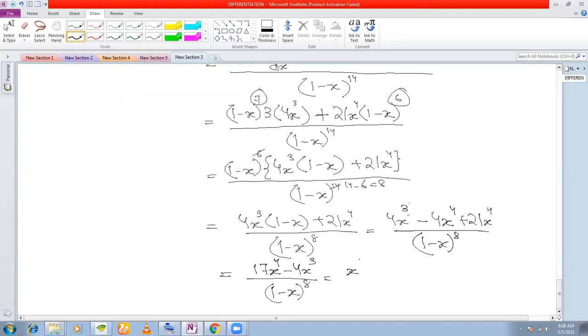A little better way of writing this is taking x cubed common: x cubed into (17x minus 4) divided by (1 minus x) to the power of 8. Okay, that is your answer by the u by v rule.